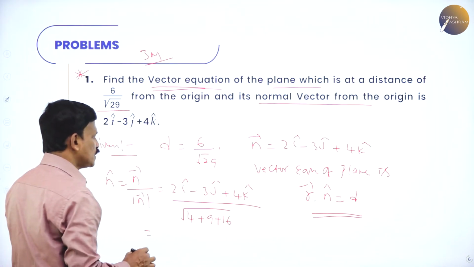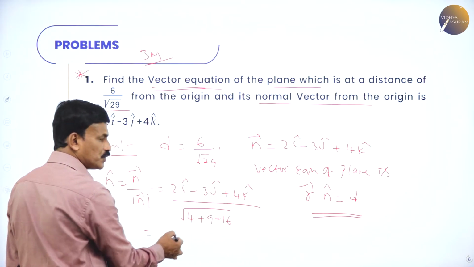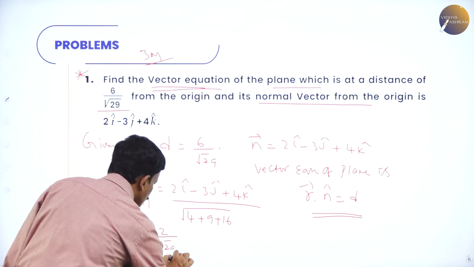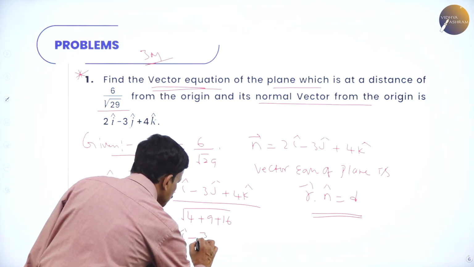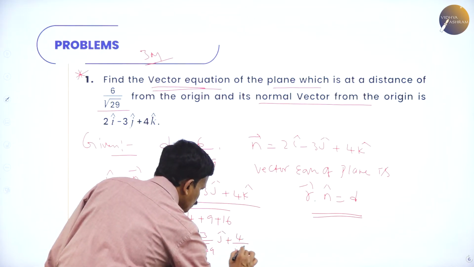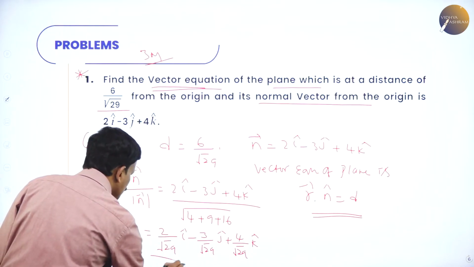So this can be written as (2i minus 3j plus 4k cap) divided by the square root of 4 plus 9 plus 16, that is 4 plus 9 is 13, plus 16 is 29. So this can be written as 2 by root 29 i cap minus 3 by root 29 j cap plus 4 by root 29 k cap. This is the unit vector n cap.